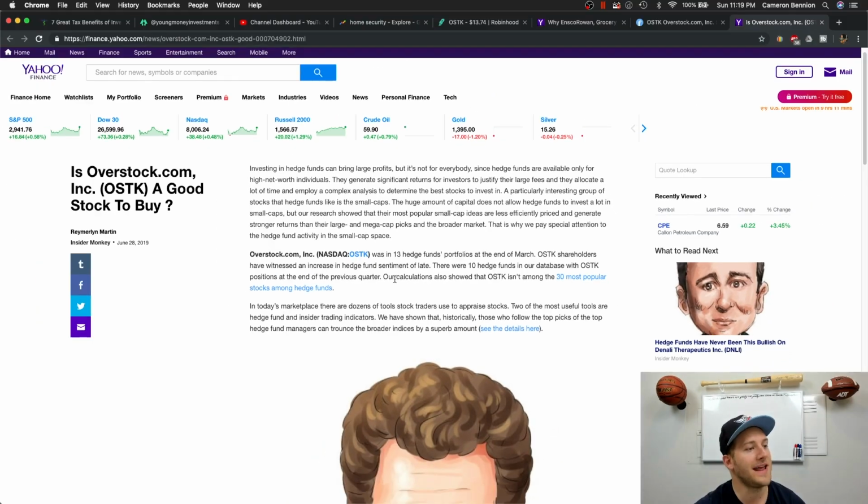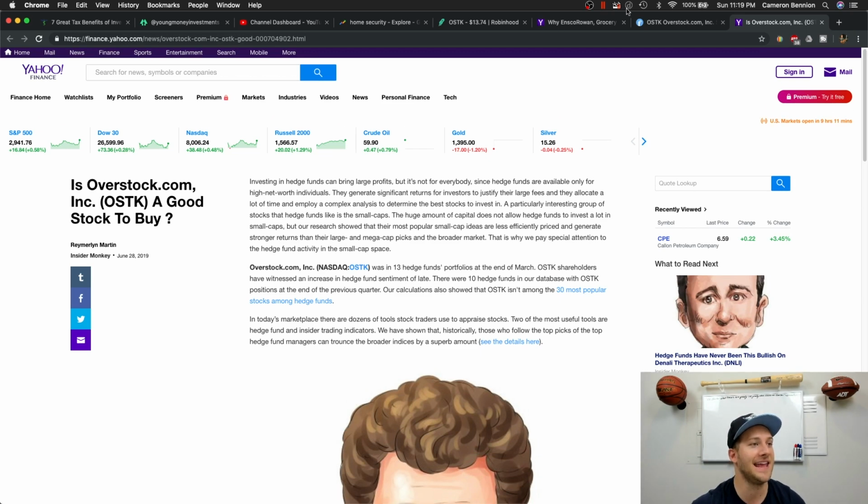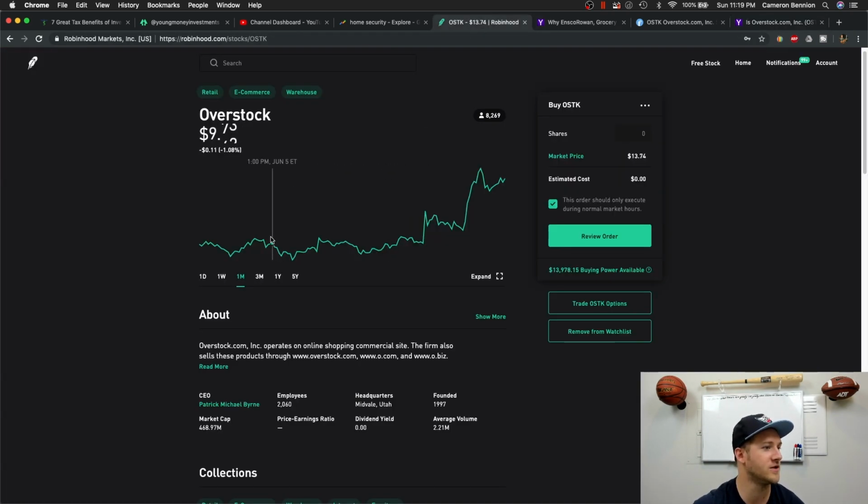So there has been a dramatic increase in them holding Overstock in their portfolios, which is reflected in the share price, right? If we take a look at Overstock.com here, you can see over the past month, it is up nearly 35%. That is a massive jump in a stock. I mean, we're talking about lows down here of roughly 9.06, and we have seen it pop all the way up here to 14.32, which was a crazy jump.